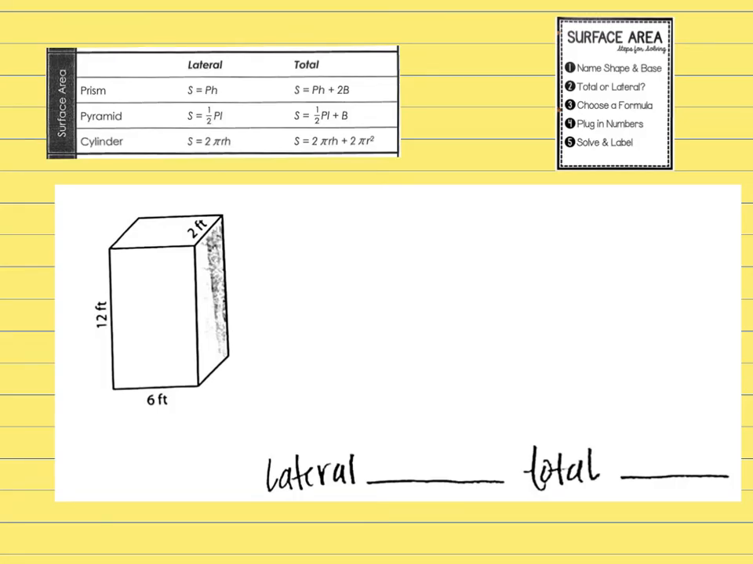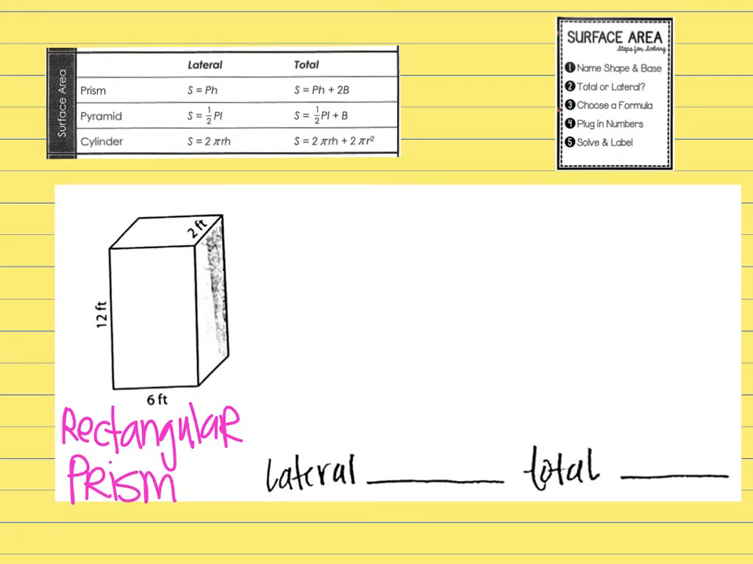Okay, so now we're actually going to look at an example. Again, I have my chart over here, and I have these steps that I'm going to be looking through so I know which formula to choose. The first thing I need to know is what shape do I have and which piece is the base. So in this particular example, the shape that I have is a rectangular prism. So I'm going to write that down. A rectangular prism.